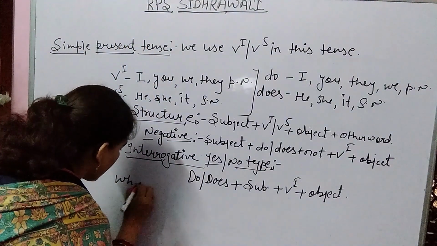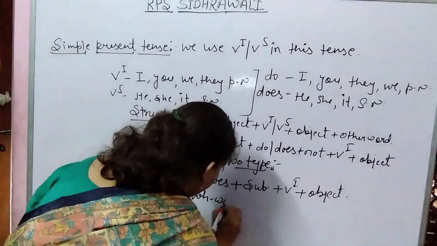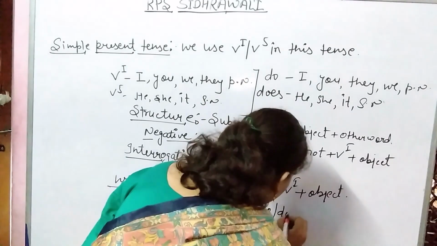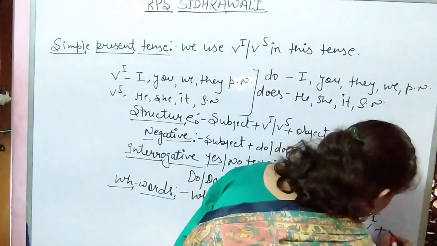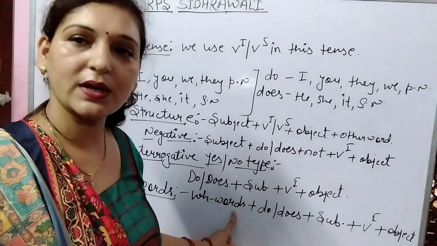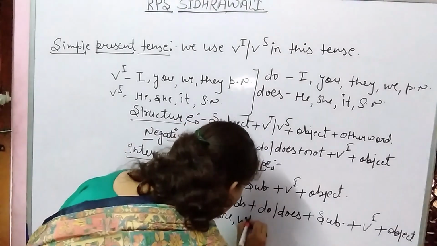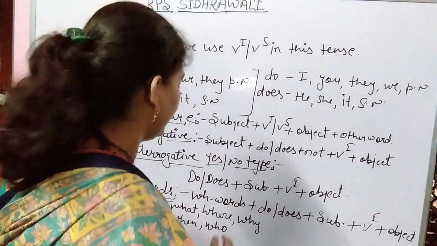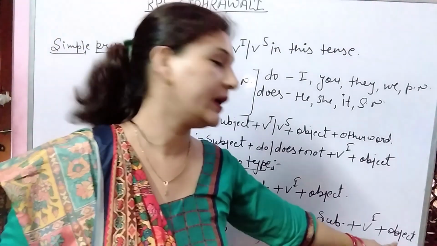And WH words plus do, does plus subject plus V1 then object. First we use WH words like what, where, why, when, who, etc. First we use WH words, then do, does, then subject, then V1 and then object.